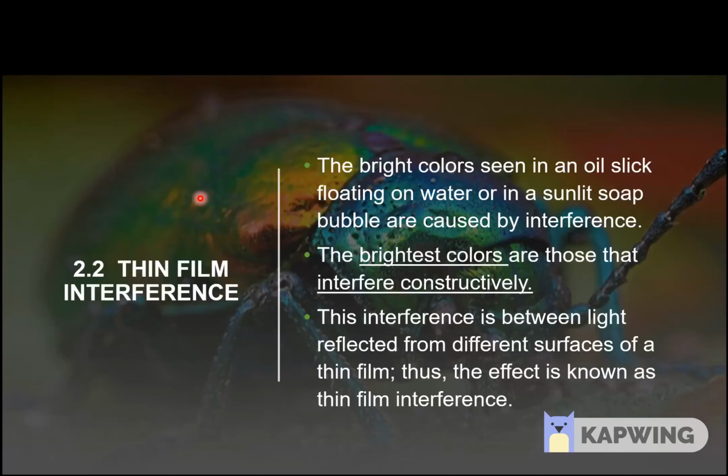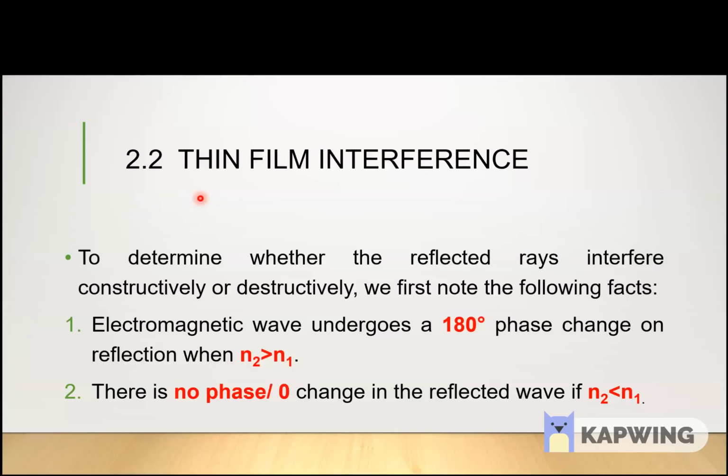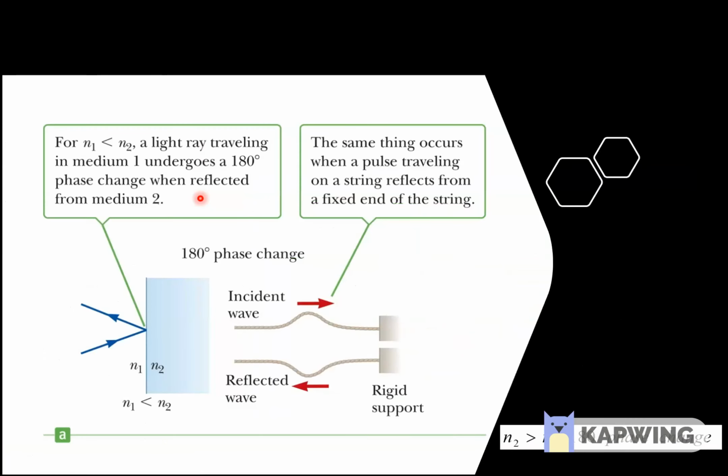Alright. In thin film, to determine whether it is destructive or constructive interference, it can be divided into two: either there is no phase change or a phase change of 180 degrees. You will also learn about Newton's ring experiment.